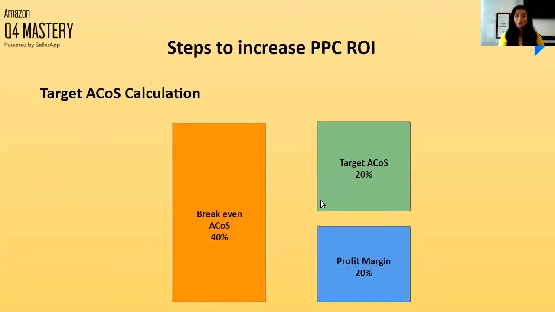Nobody on Amazon wants to make zero profits, which is why the target ACoS is defined for any product. The break-even ACoS in the considered example is at 40%. Let's say you want to make a profit margin of 20%, then your target ACoS should be set at 20% for you to make a profit margin of 20% of each product unit sold on Amazon.